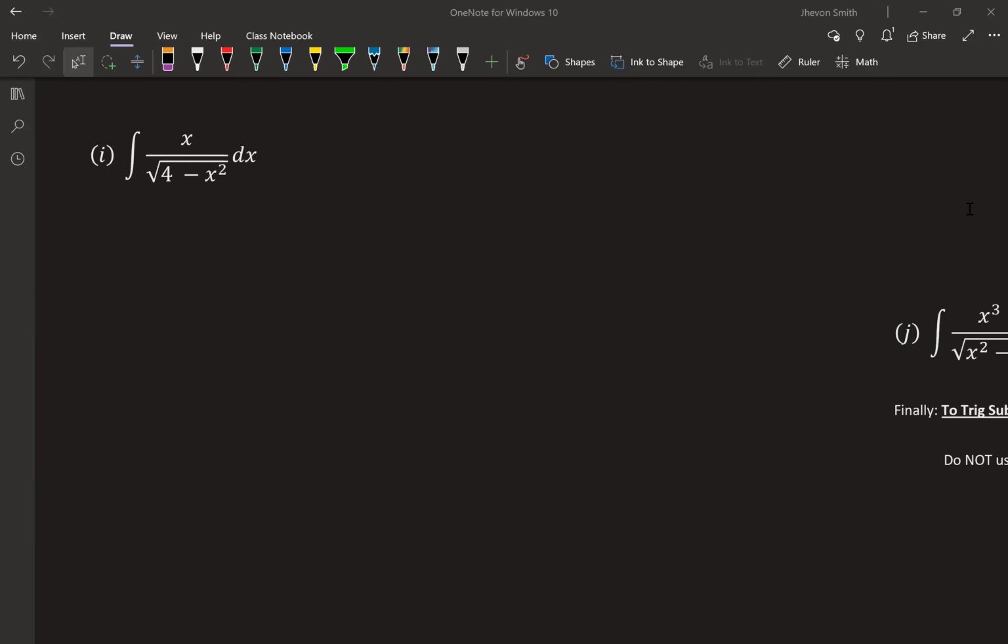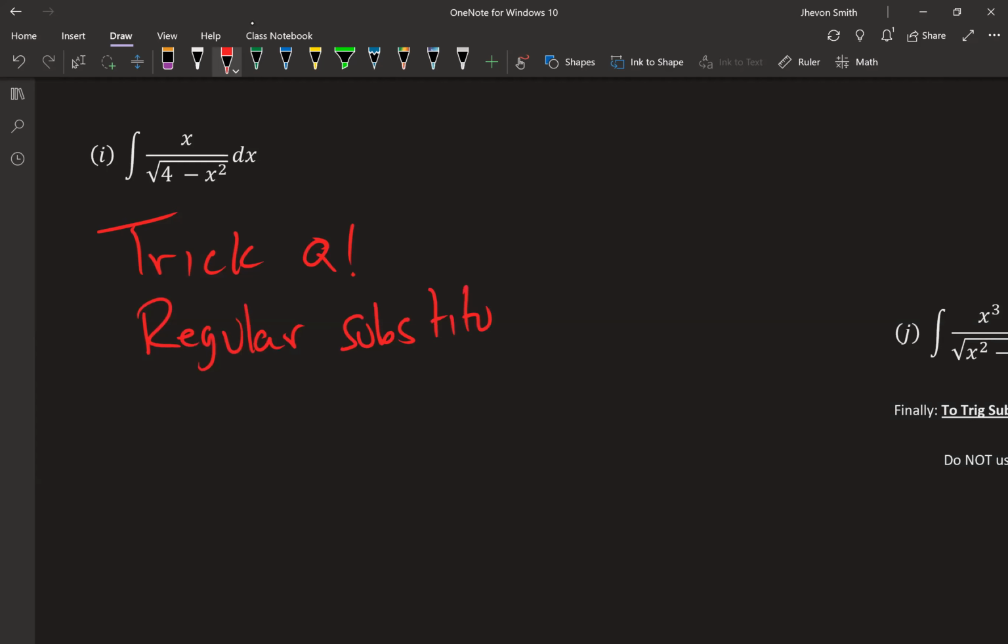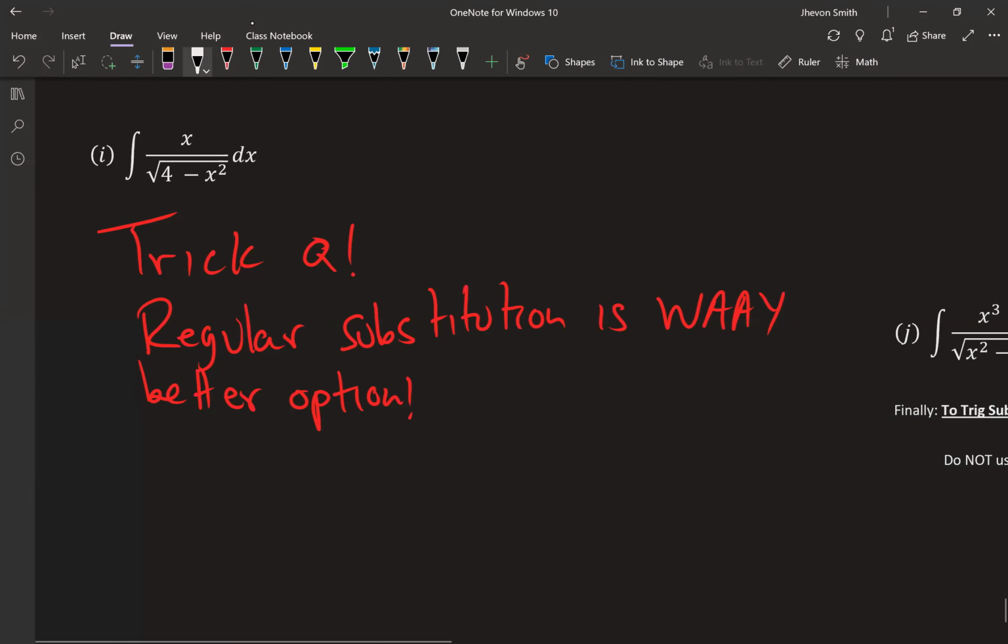That sounds right. You gave a couple ways of doing that, but actually, as people said in the comments here, this is a trick question. Not a trick question in that I didn't want you to do it. It's a trick question in that I would not use a trig substitution here. Regular substitution is what we would do. It's the way better option. So I wouldn't do a trig sub.